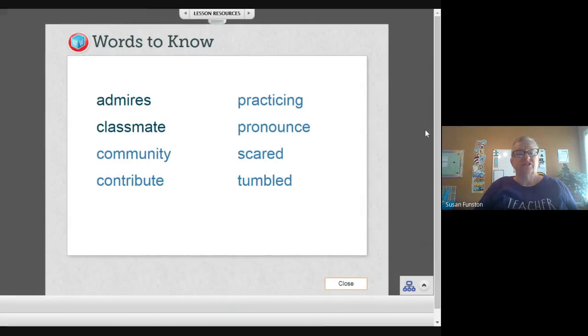And those are our words for this week. So we need to understand the meaning of admires, classmate, community, contribute, practicing, pronounce, scared, and tumbled. So remember, there will be a quiz on Friday where you'll be expected to show me that you understand what each of these words means.